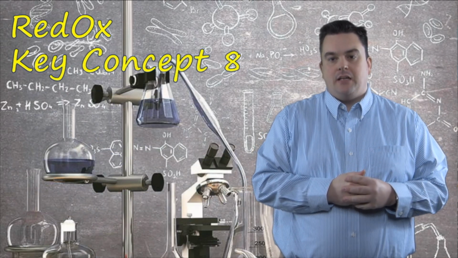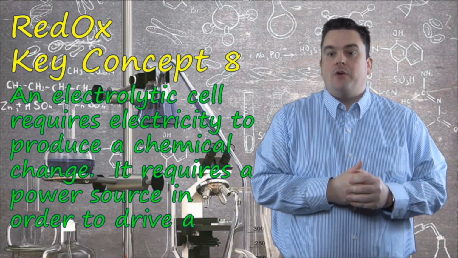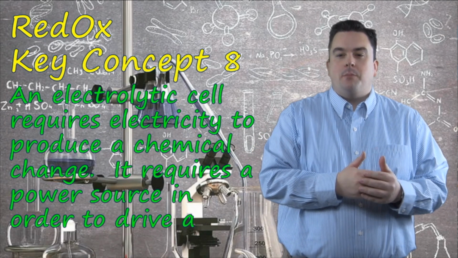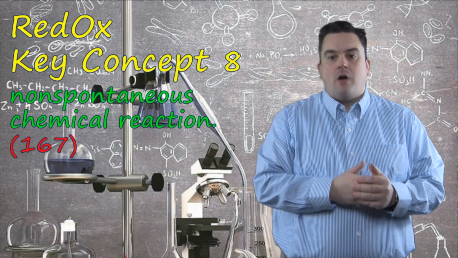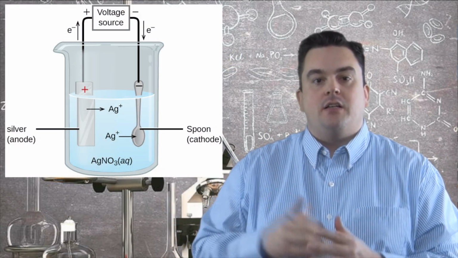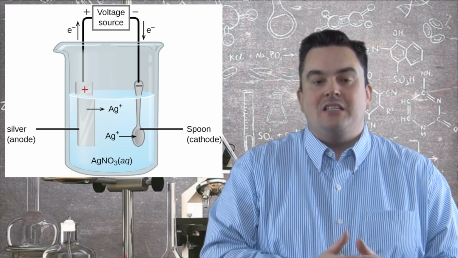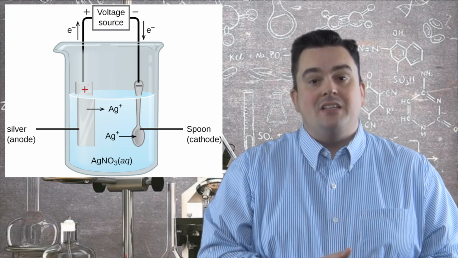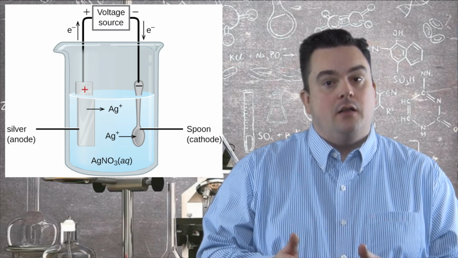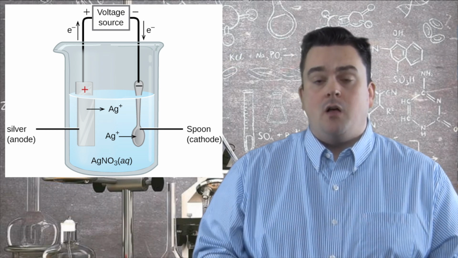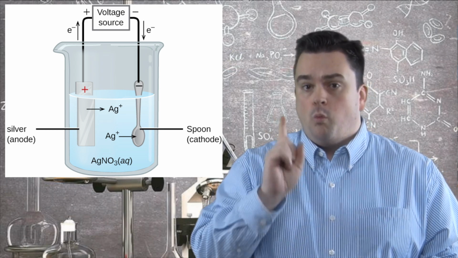RedOx Key Concept 8. An electrolytic cell requires electricity to produce a chemical change. It requires a power source in order to drive a non-spontaneous chemical reaction. So if you take a look at our example here, at the very top we see that we have a power source. We have a source of electricity. Now, another way to distinguish between an electrolytic cell and a voltaic cell is, in this example, there's also no salt bridge and it's all contained in one container.